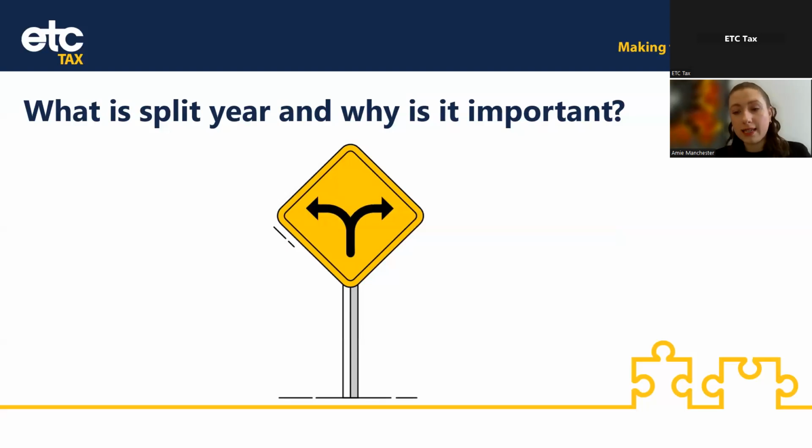Split year can also apply to capital gains, and there's no need to elect for split year to apply. It is automatic, but we do find that we help with a lot of tax returns when reporting the split year, just to make sure that the compensation received by the client is reported correctly and that any reconciliations are performed.